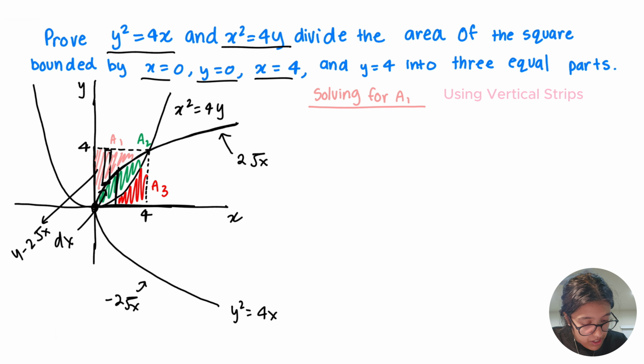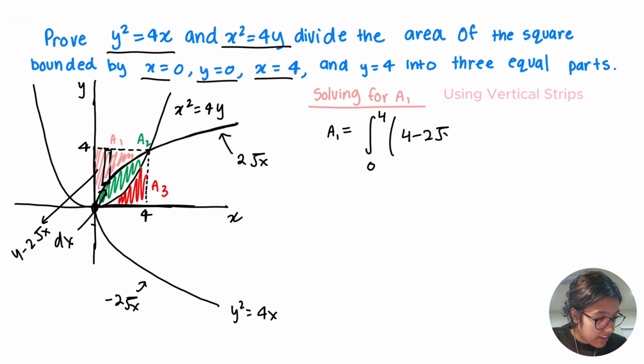So let me just go back. Now we can start solving for A1. So I'm going to have A1 integration, and this is going to go from left to right. So this part right over there. So 0 to 4. And now we're going to have our function, which is this part right over here. So 4 minus 2 root x dx.